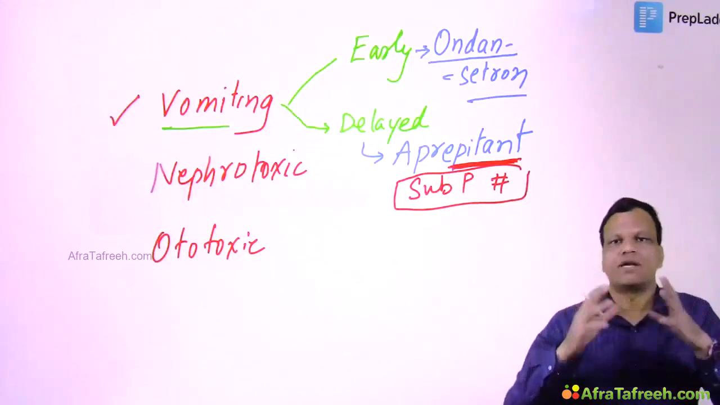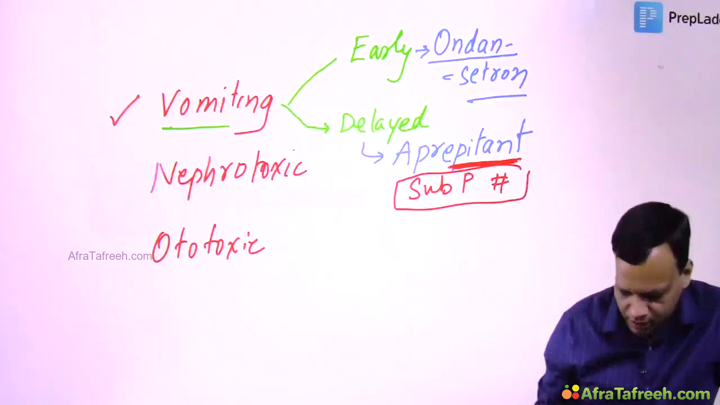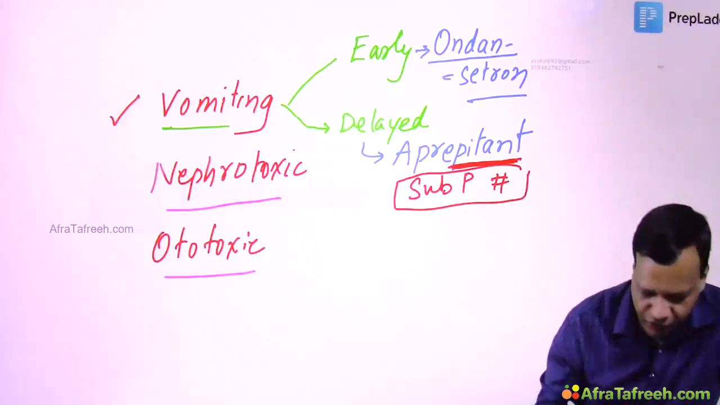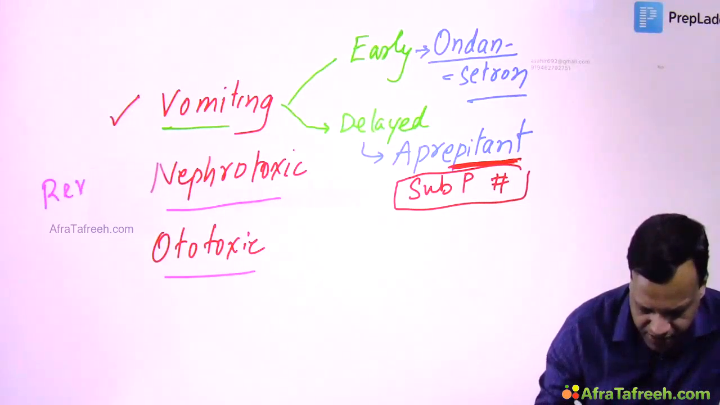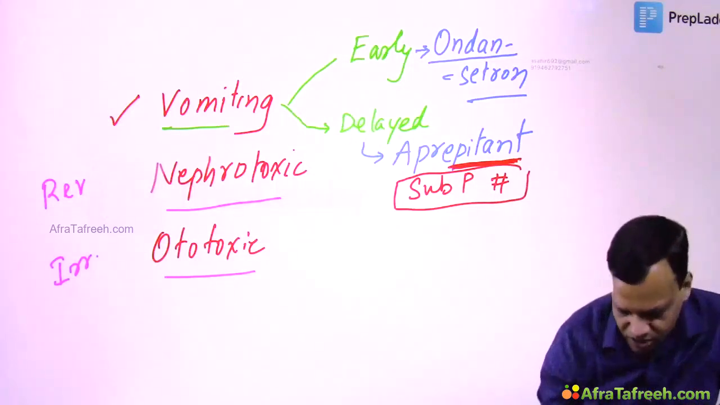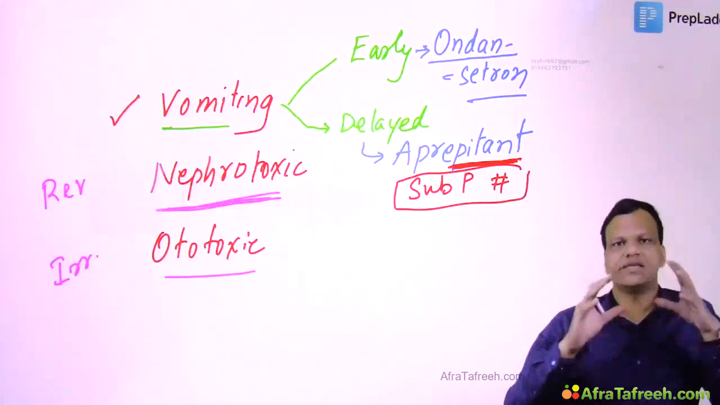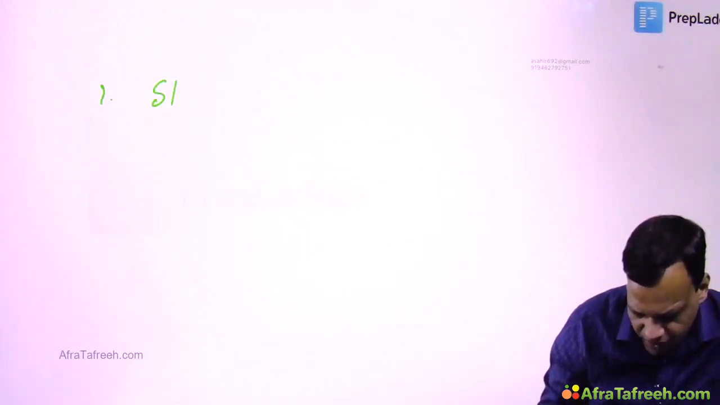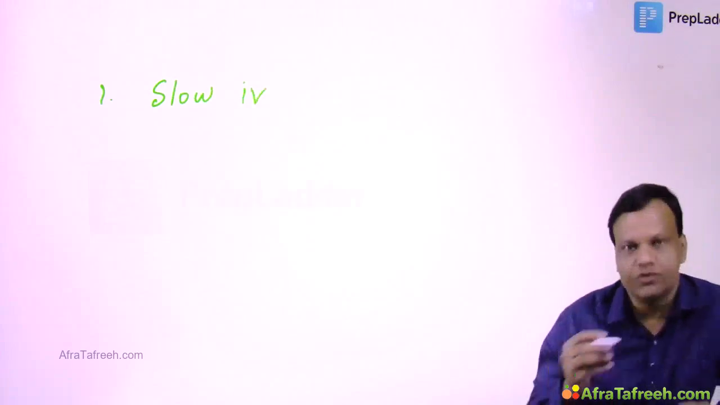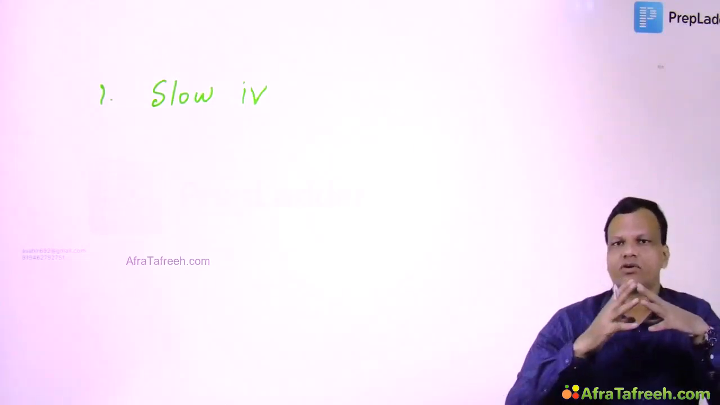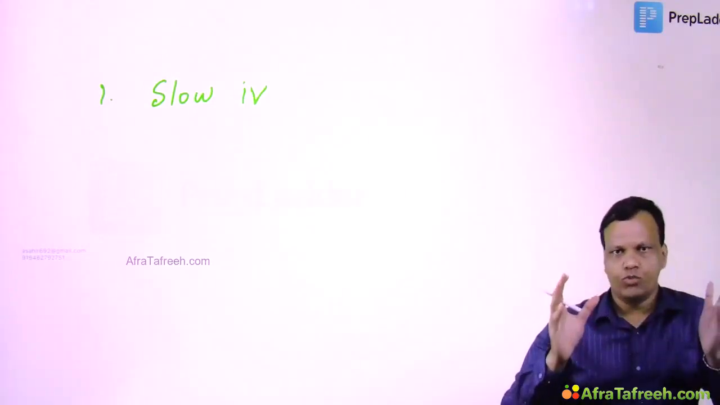Cisplatin is the most emetogenic anti-cancer drug. Then it can cause nephrotoxicity and ototoxicity. Nephrotoxicity is reversible, whereas ototoxicity is irreversible. And nephrotoxicity of cisplatin can be easily prevented. How to prevent nephrotoxicity due to cisplatin: one, it should always be given as a slow IV infusion. If we give it rapidly, there is more risk of nephrotoxicity, so always give it slowly.